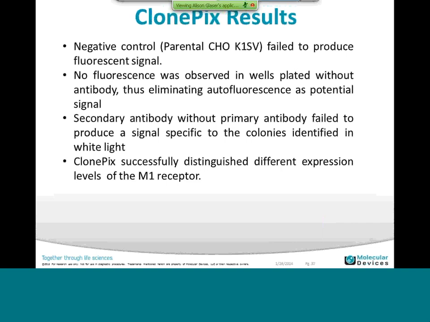So the ClonePix results: our negative control, or our parental CHO-K1SC lines, failed to produce any fluorescent signal. No fluorescence was observed in the wells that we plated without antibody, thus eliminating autofluorescence as a potential signal. The secondary antibody without the primary antibody failed to produce a signal specific to the colonies identified in white light. And also, the ClonePix was able to successfully distinguish amongst different expression levels of the M1 receptor.